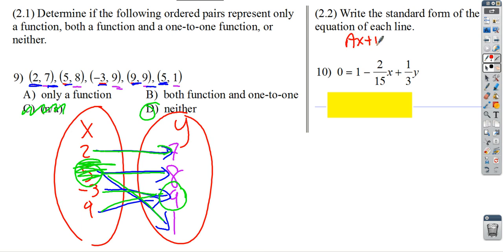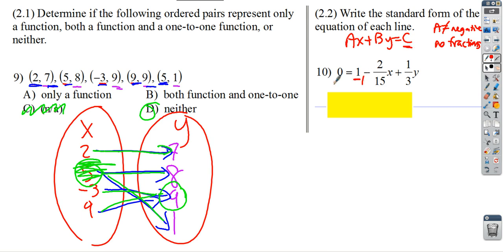Okay, this right here, it says write in standard form. This is what standard form looks like. And the key with standard form is a cannot be a negative number, and we also can't have any fractions here. If there are any fractions, or if a is negative, it doesn't count as standard. And then also we want the c, the number, to be on its own side.